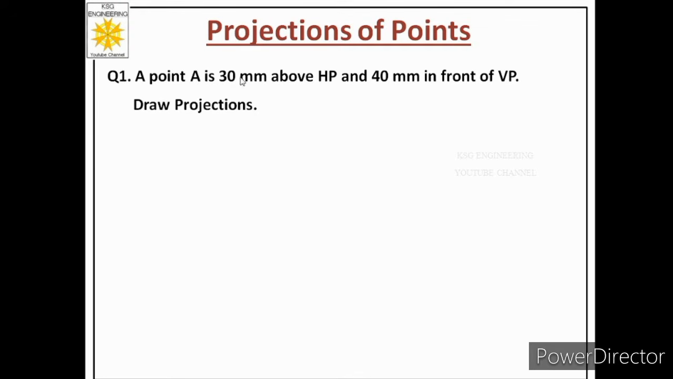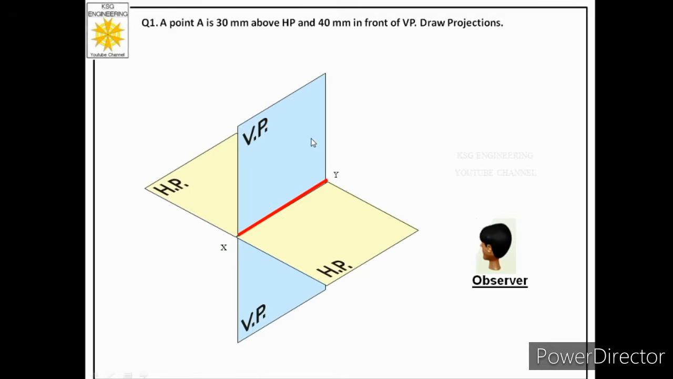So let us understand this case 1 through example. Now over here quadrant system is shown and observer position is also shown, and we know that observer position is such that he can see only first and fourth quadrant. So case 1 of point is related to first quadrant. So let us read the statement again. A point A is 30 mm above HP and 40 mm in front of VP.